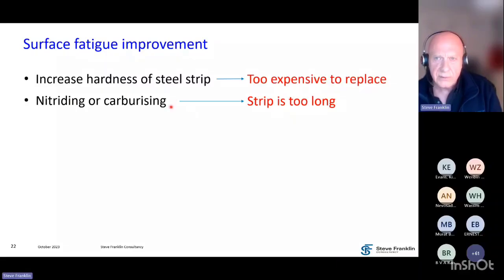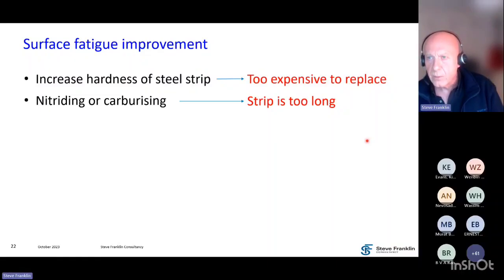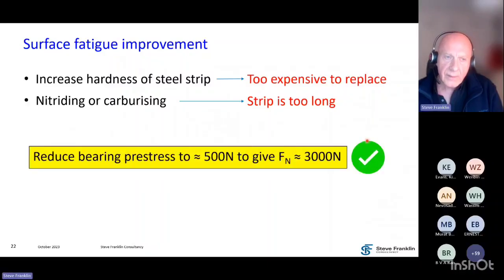Nitride carburizing of a steel strip? Well, the strip is simply too long and it couldn't be made into smaller sections that would not deform during the nitride carburizing process. And the only solution that could work was to reduce the bearing pre-stress to a much lower value of 500 newtons, so that we get the final normal force of about 3,000 newtons.